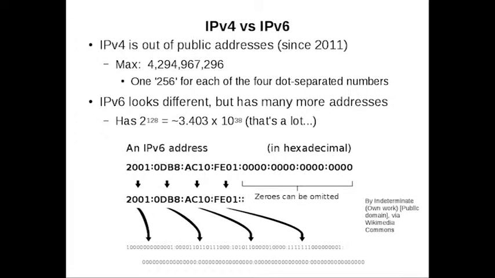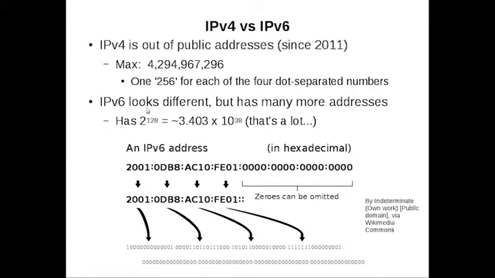Anyway, IPv4 versus IPv6. So version 4 versus version 6. IP version 4 is out of public addresses. They ran out because there are more than 4.3 billion computers connected to the internet. So they have no more public IP addresses in IPv4. This is 256 times 256 times 256 times 256, or 2 to the power of 32, depending on how you have represented the IP address.